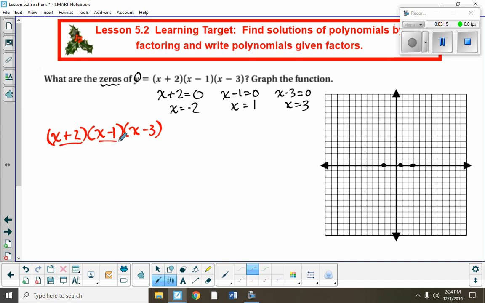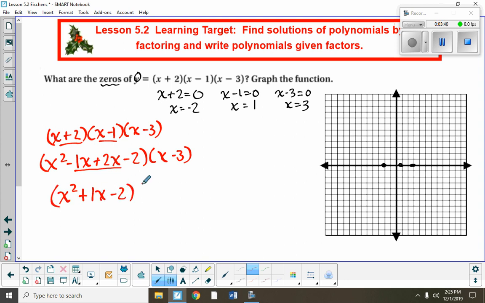First, we would multiply the first two factors together. So we would FOIL that. x times x is x squared, minus 1x. The inner would be plus 2x. And then 2 times negative 1 is a negative 2. Before I multiply again, I'm going to combine the like terms. Minus 1x plus 2x is 1x, minus 2.